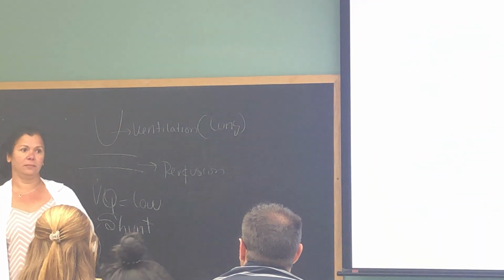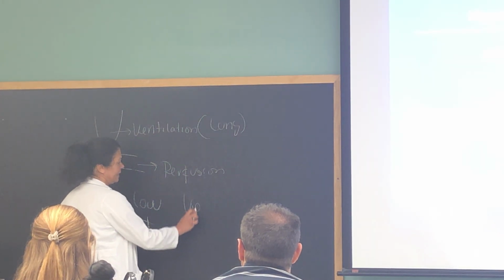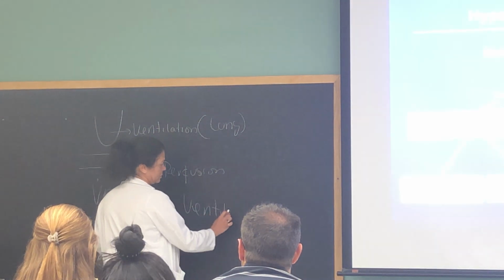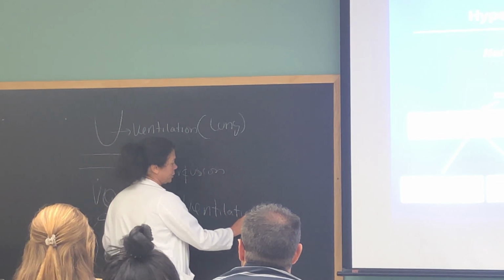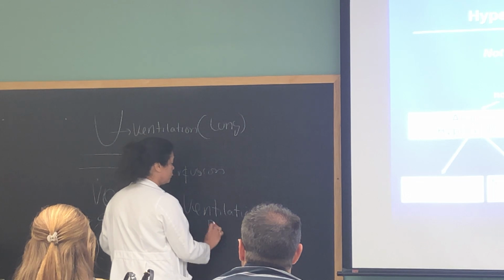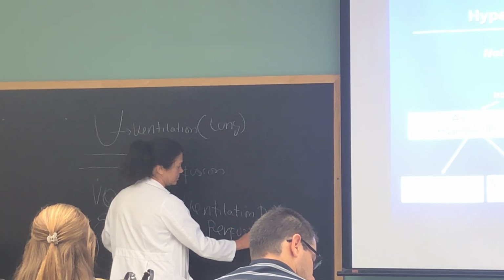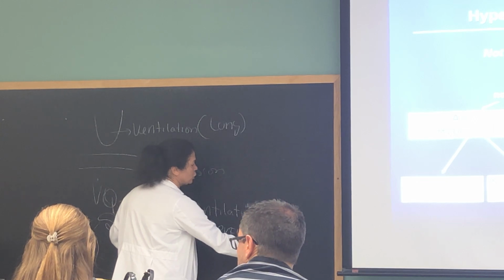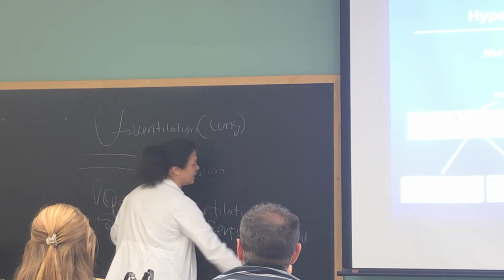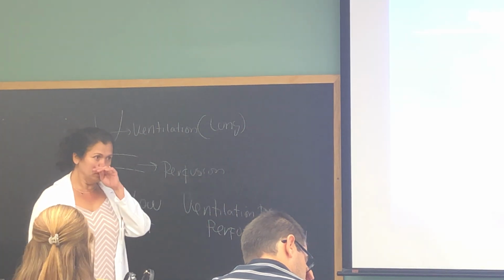That is shunting, okay? So that means that ventilation is poor or affected, and perfusion is normal. And that is your VQ scan being reported as low probability. Okay?